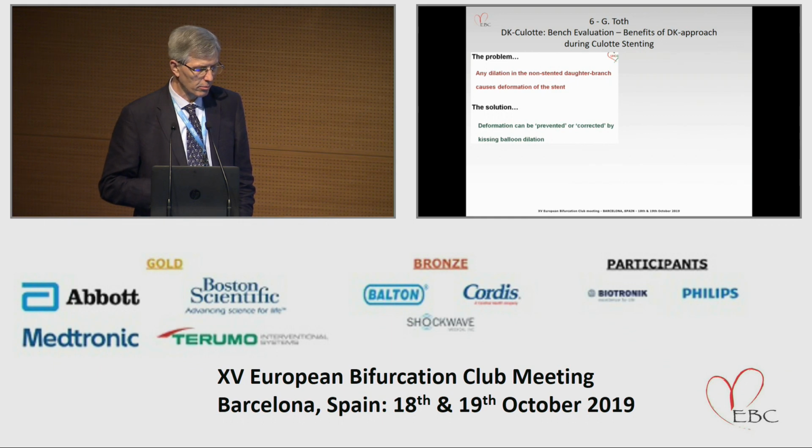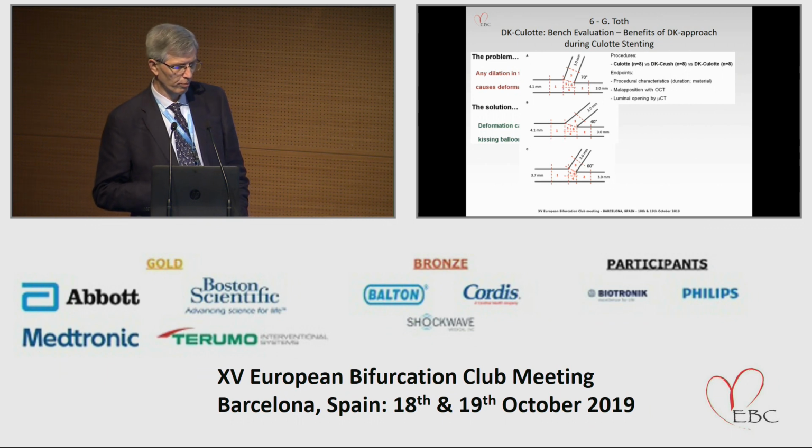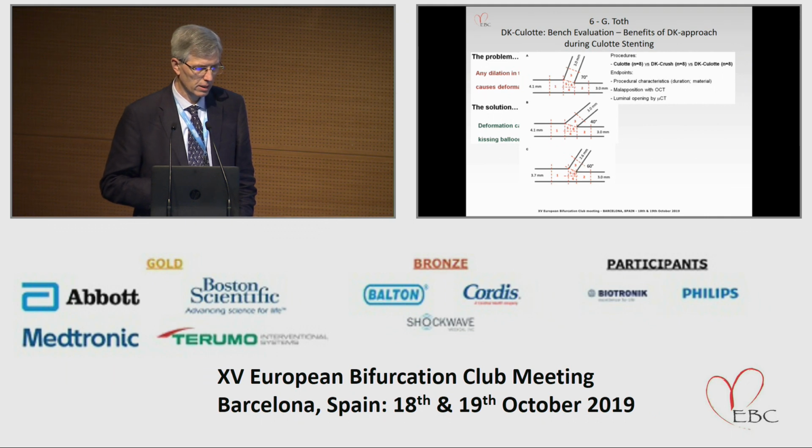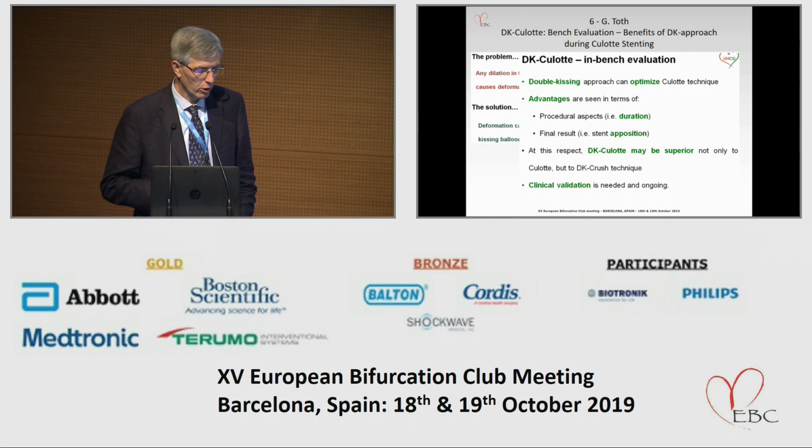Todd presented another work based on an in vitro study, and he wanted to see the effect of the kissing on the culotte. These are the geometries he examined. This is an example of the results in terms of changes in the procedure, and these are the time for rewiring and the total time for the procedure. And his conclusion was that the double kissing approach can actually optimize the culotte technique.